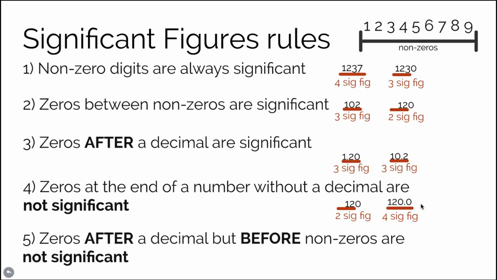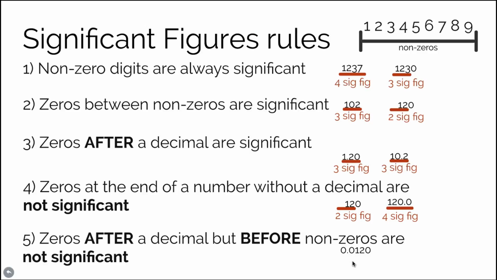And finally, rule number 5, this might be the most confusing one, so make sure that you pay close attention to this one. The zeros that come after a decimal, but are before non-zeros, are not counted as significant. So let's actually see what we're talking about.